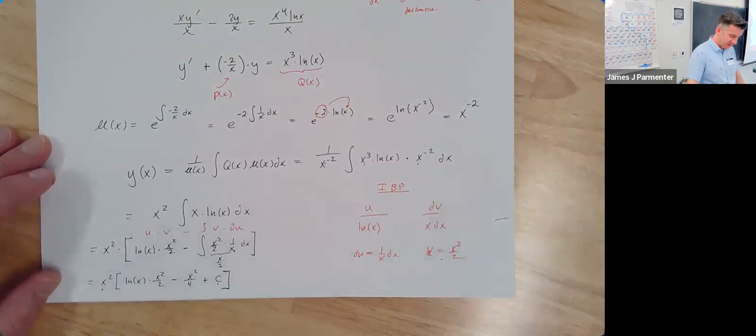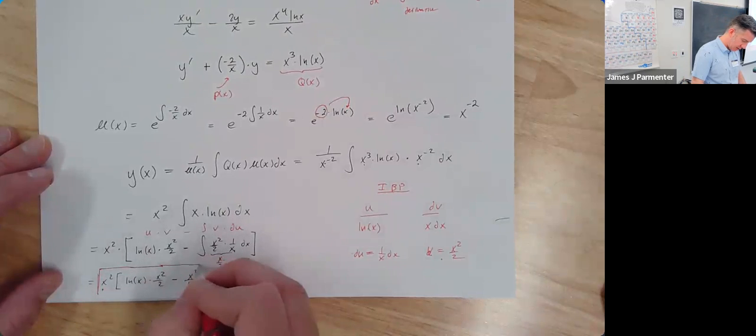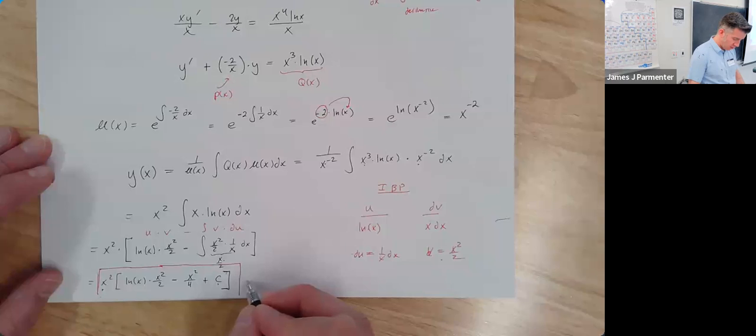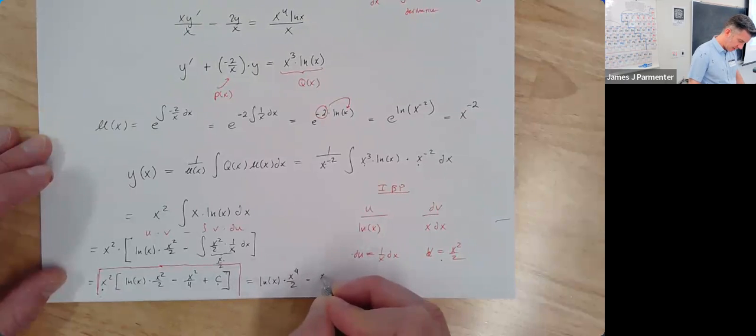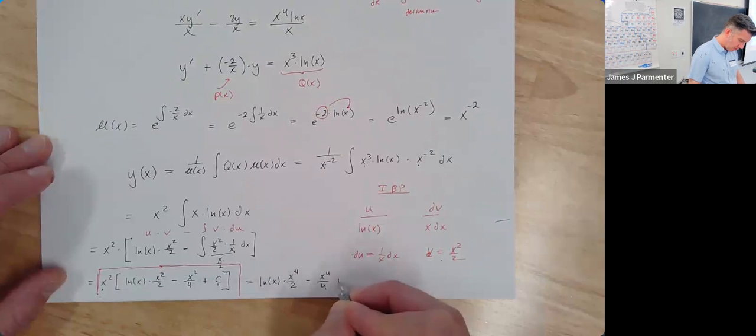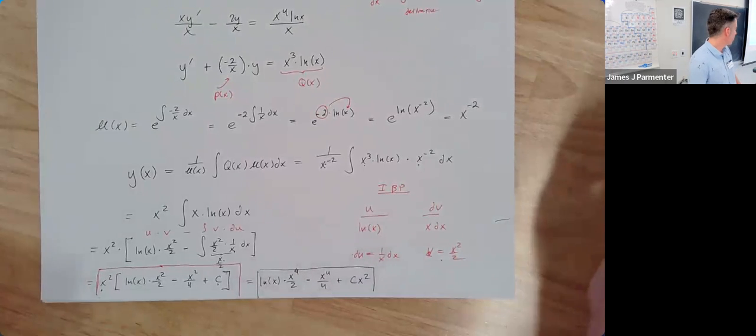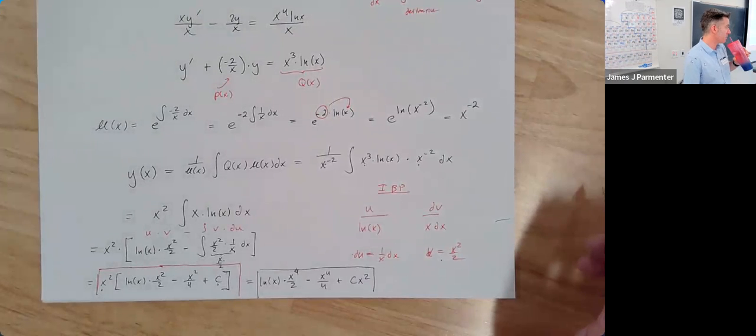I would probably choose to leave my answer like this because I'm not trying to invite the opportunity to make more mistakes. But if you wanted to multiply the x squared through, you could say it's going to be natural log of x times x to the 4th over 2 minus x to the 4th over 4 plus c times x squared. That's also a valid way of writing this answer here. But the c does have to multiply that x squared.